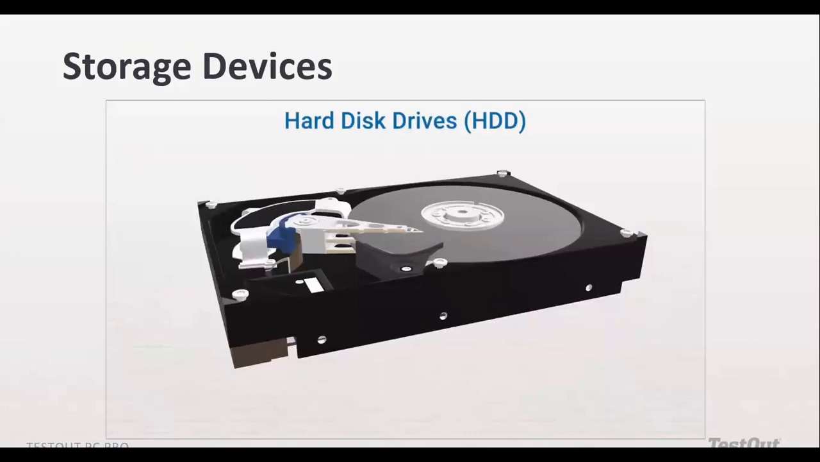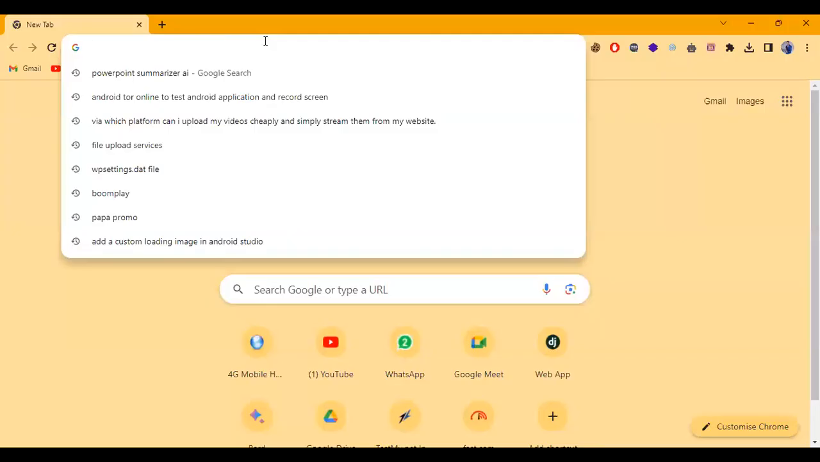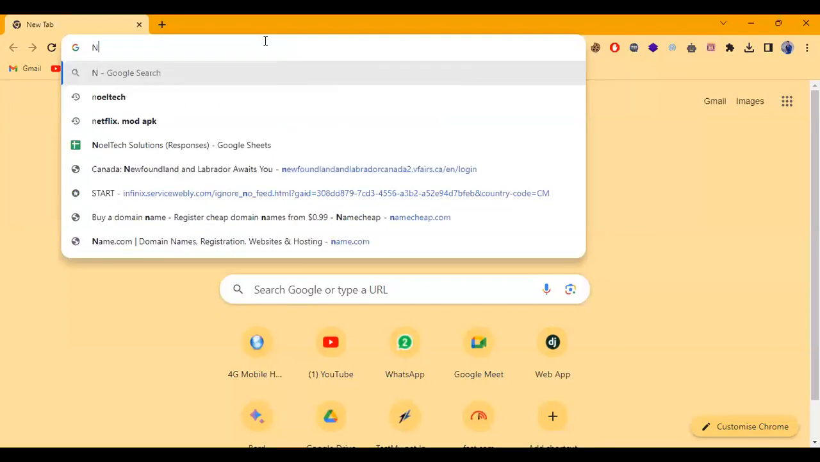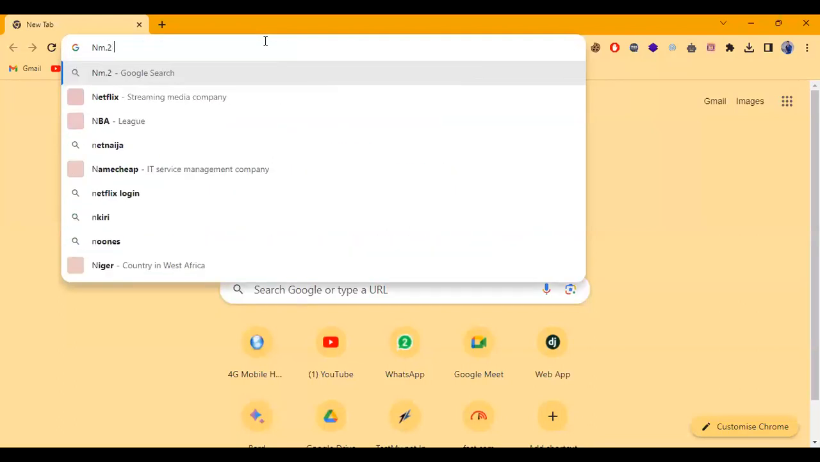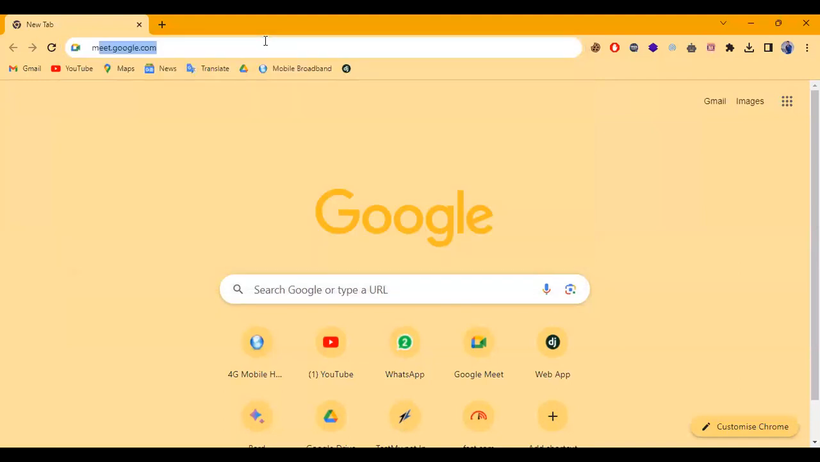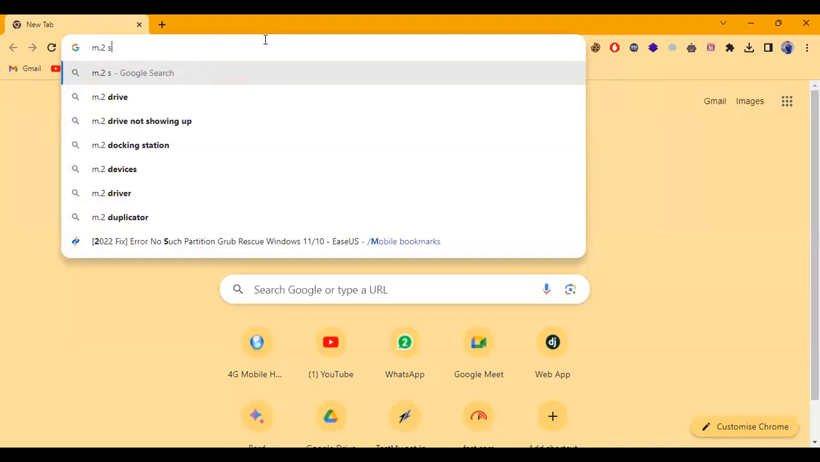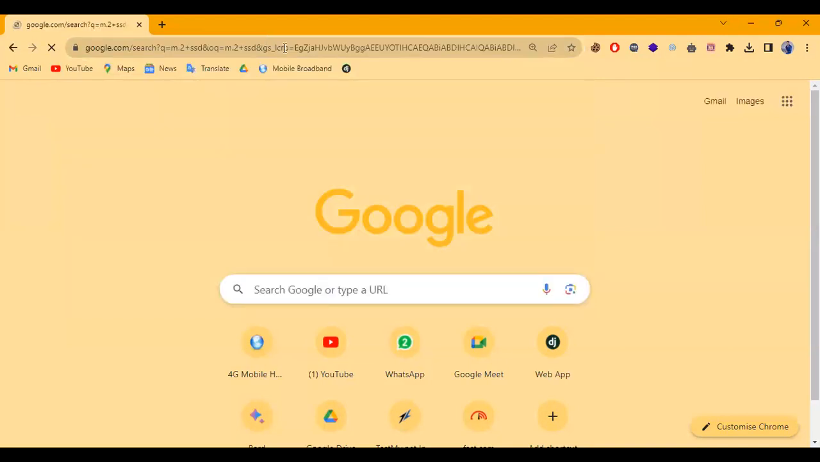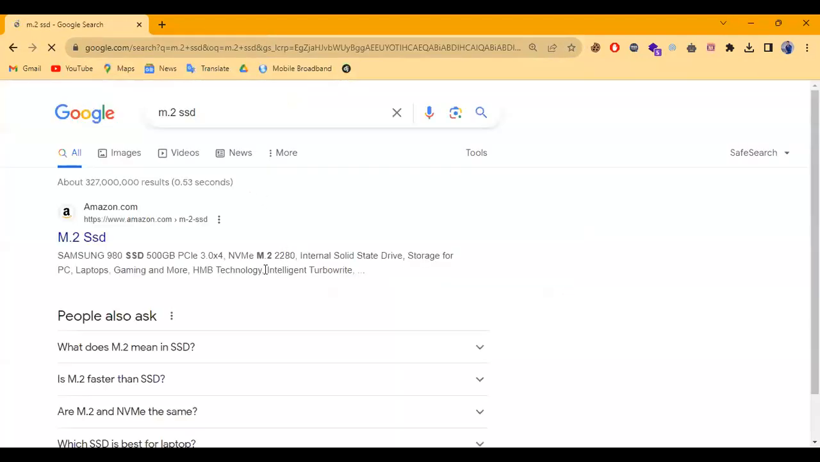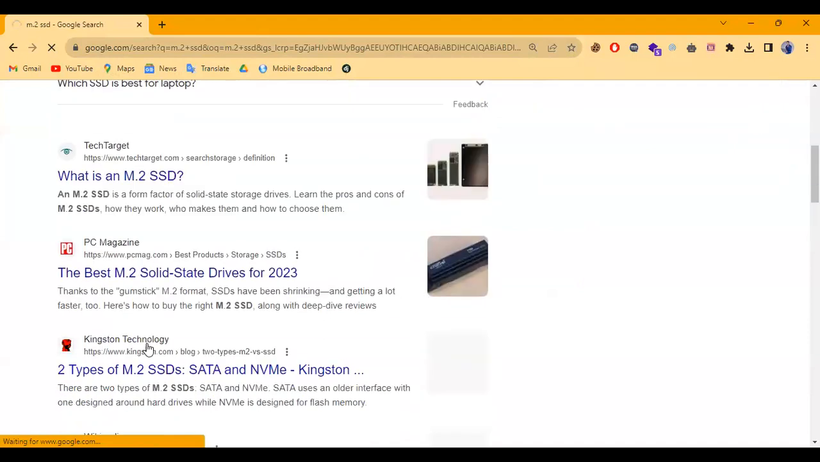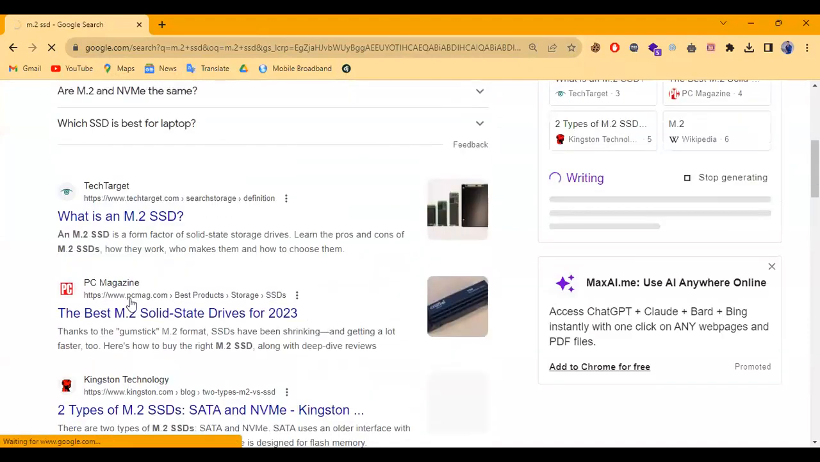I believe you all can see the screen. So we're just going to look at M.2 SSD drives. Basically, you just see them. They are really, really small chips. Let's go on Amazon and see them. Amazon is always going to show them better.